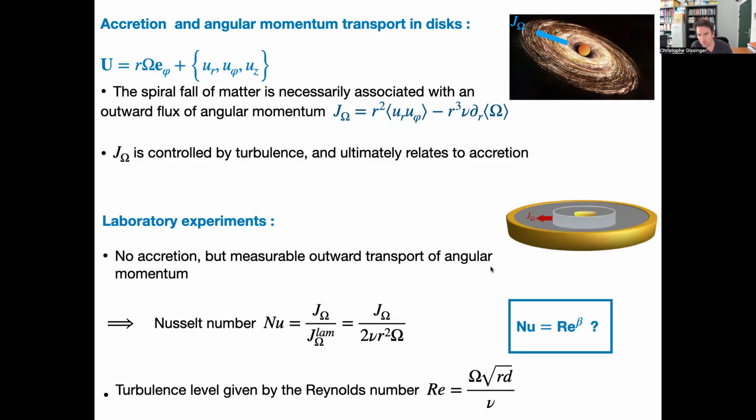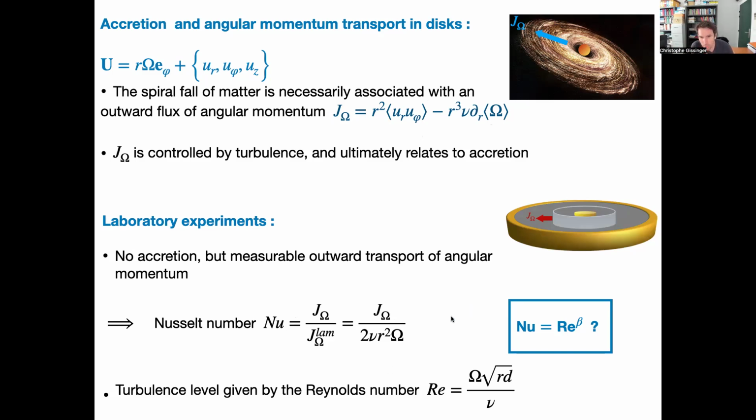And that's related to accretion ultimately. In the laboratory experiments, okay, we don't have accretion. I don't have any black hole in the experiments, but we can measure this flux of angular momentum. When the flow is turbulent, there is a redistribution of angular momentum. So there is an outward flux of angular momentum. And you can see that we can measure that because we can measure the radial velocity, the azimuthal velocity, and the gradient of the velocity in the experiment, so we have access to that.